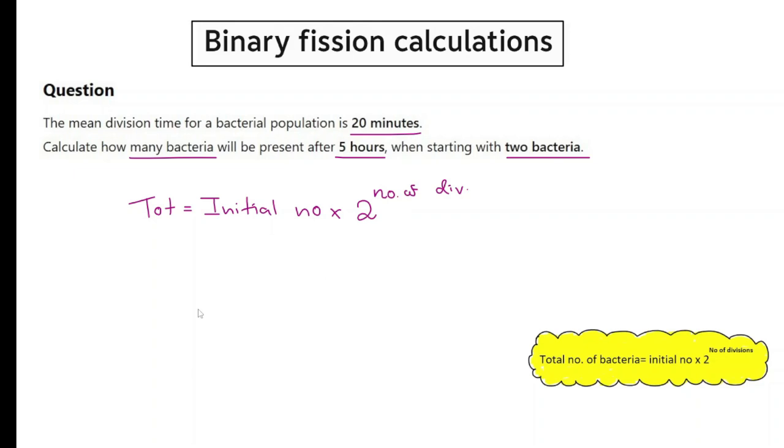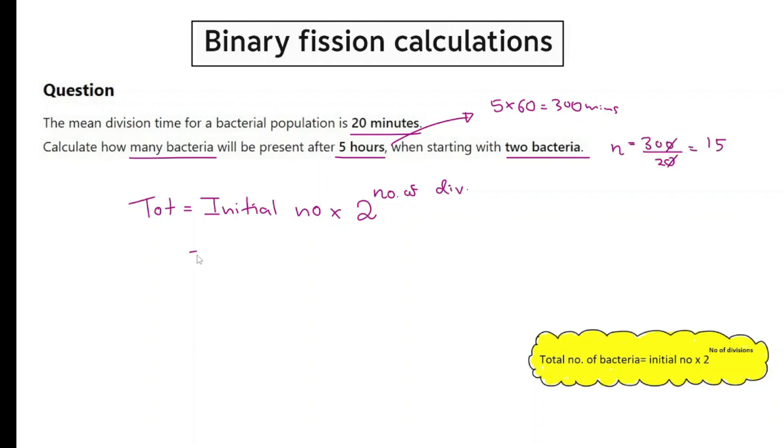Now, we need to figure out the number of divisions here. So, we can see 5 hours is the total time. Now, 5 hours is how many minutes? 5 times 60. That's 300 minutes. Now I know 20 minutes is for one division. So I need to find the number of divisions. What do I need to do? To find the number of divisions, I need to divide 300 by 20. So you can clearly see there will be 15 divisions.